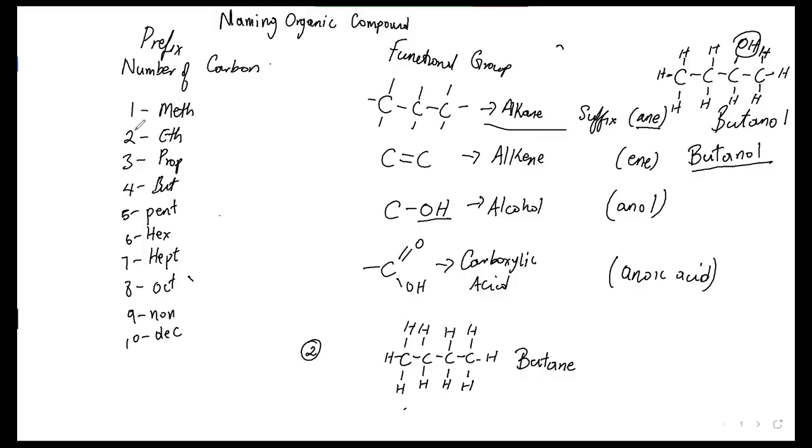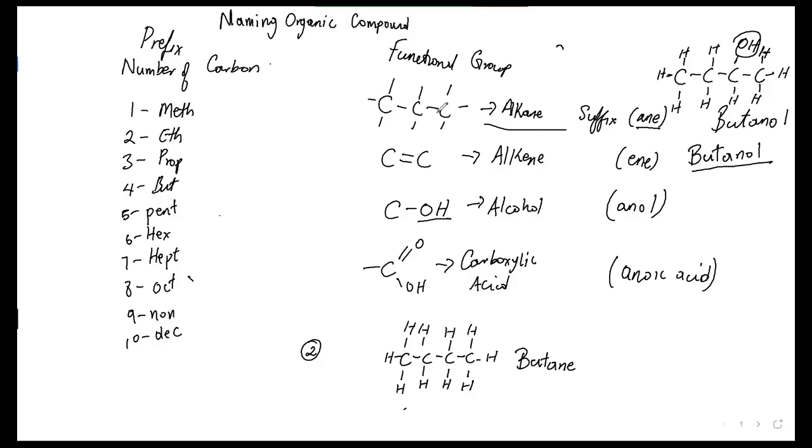So if there's only one carbon present, then the prefix is meth. Two is eth, three is prop, and you can follow the line all the way down to 10. There can be a lot more, but we're going to stop at 10 for CSEC because you don't need to go past 10 for CSEC. So the prefix of the name is based on the number of carbon atoms, and the ending of the name is based on the functional group.